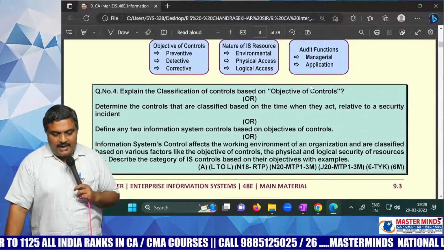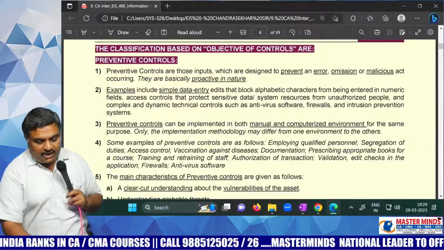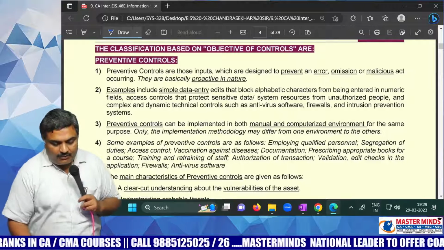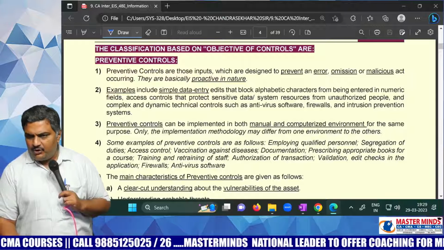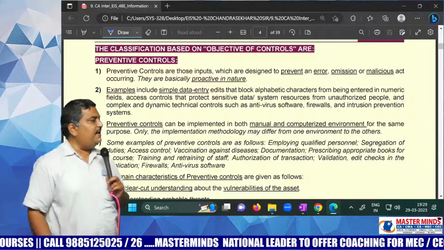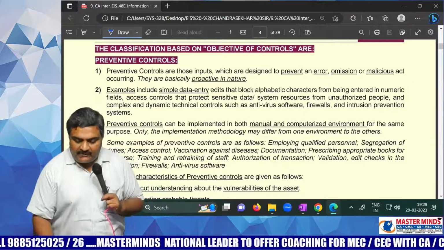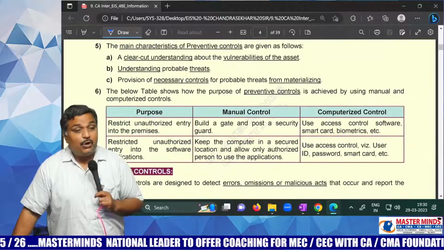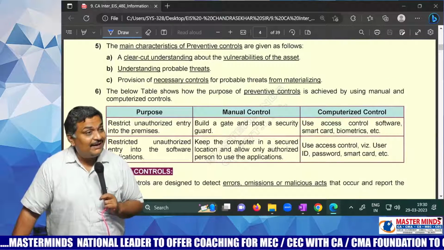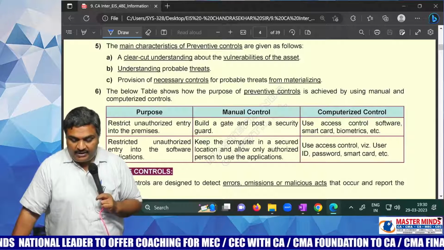Explain the classification of controls. How many types of controls are there? Preventive controls. What are preventive controls? You appointed a watchman, that is a preventive control. You have a user ID and password, that is also a preventive control. Preventive controls mean you want to prevent an error or a mistake or a risk from occurring. That is called preventive controls.